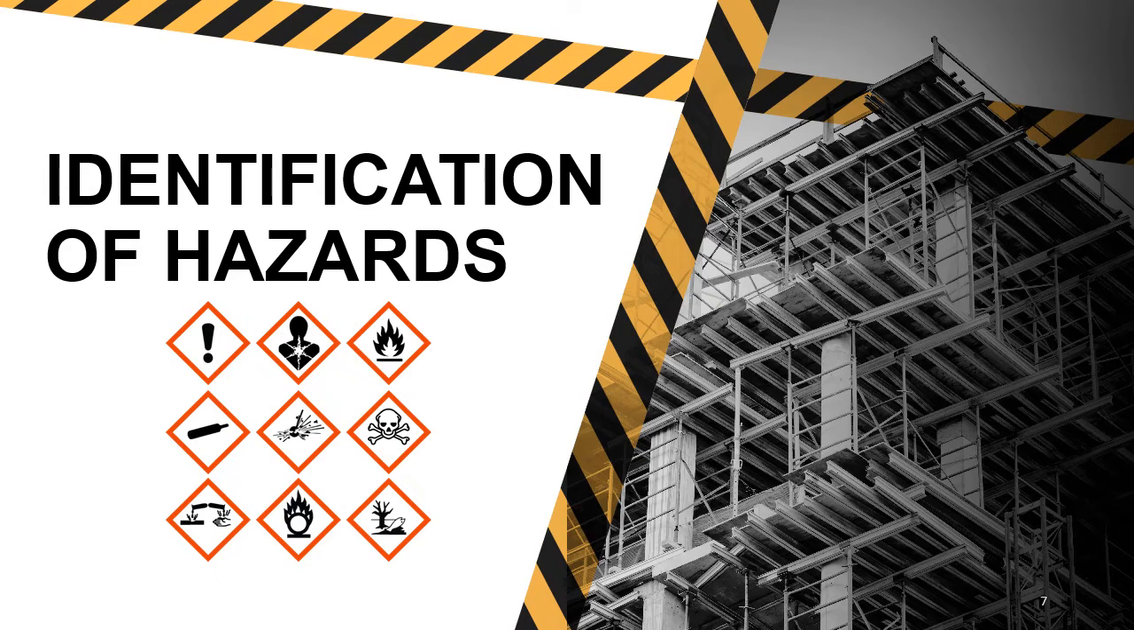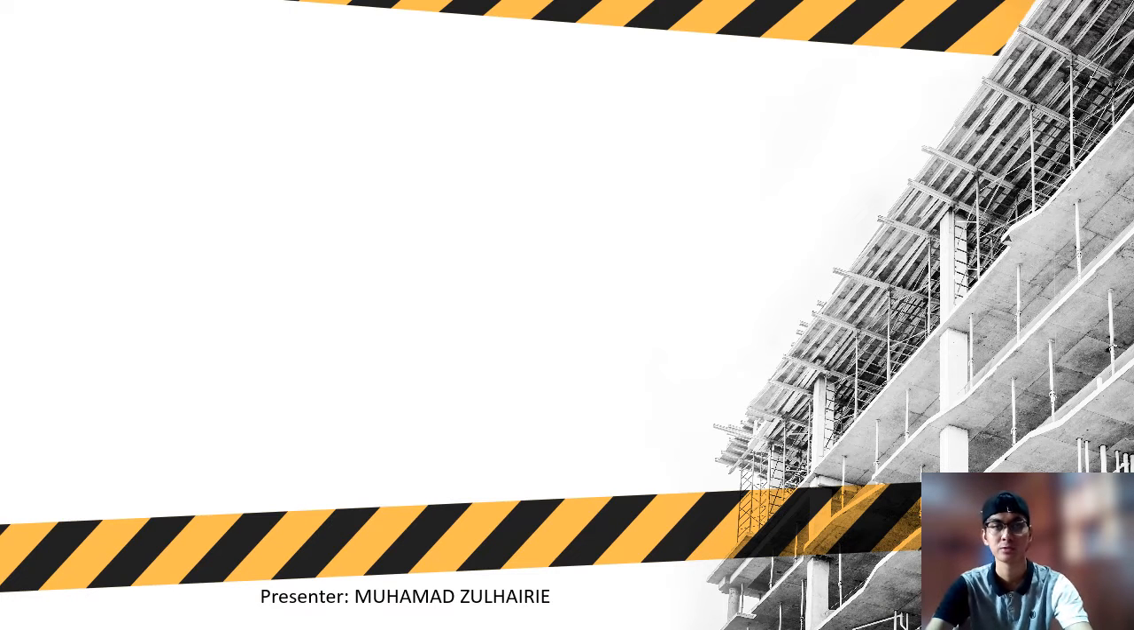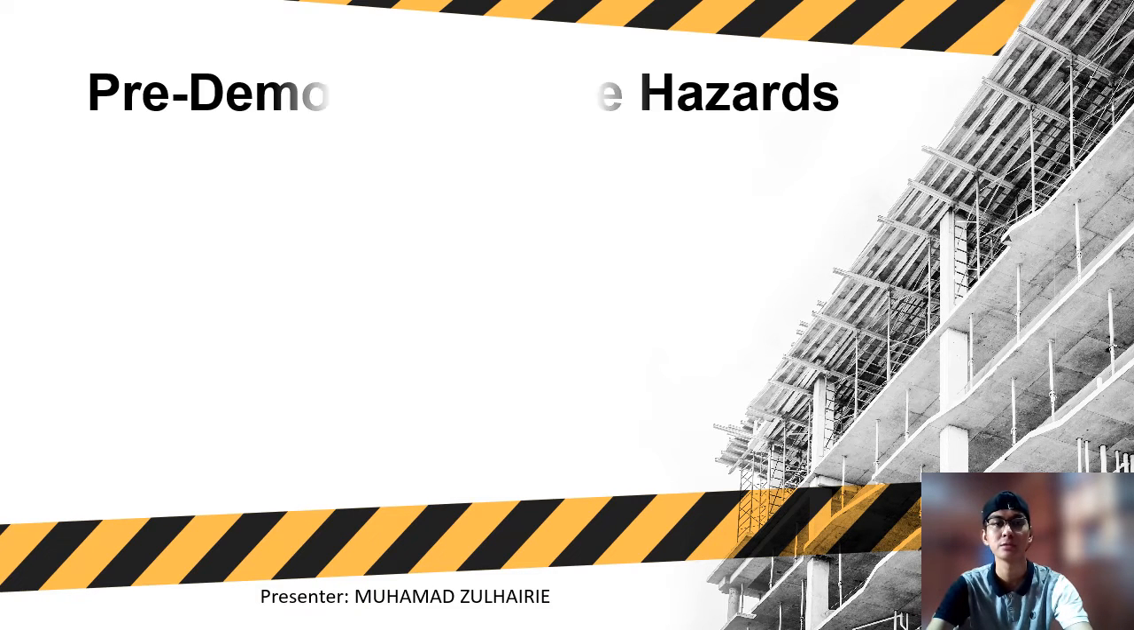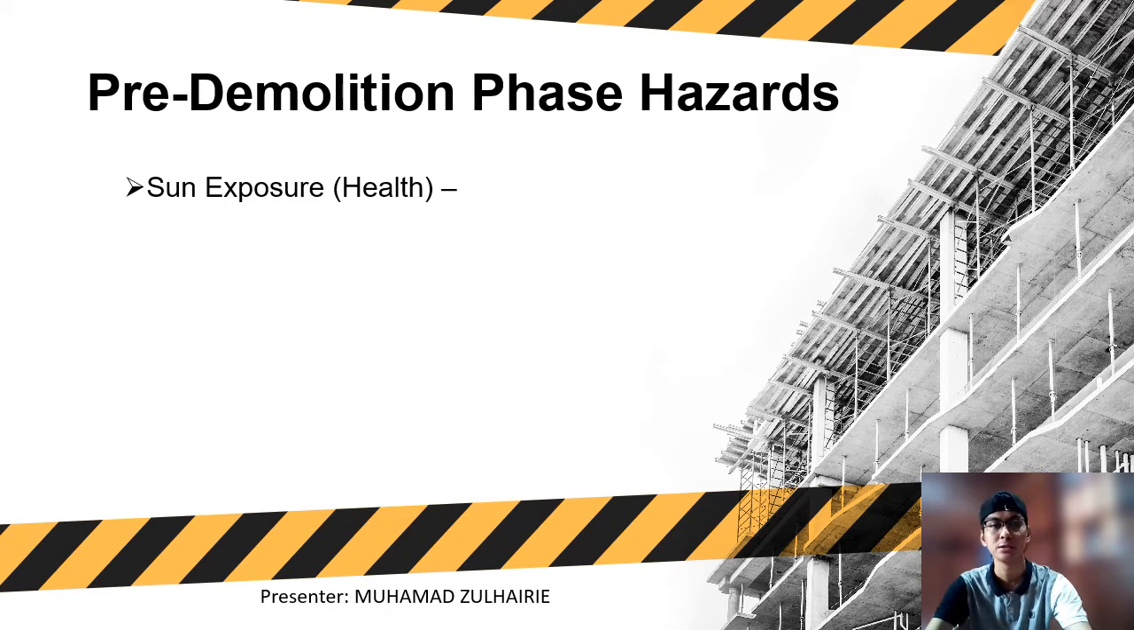Identification of hazards. Hi, my name is Muhammad Zuhairi bin Saiful. I'm going to present the pre-demolition phase hazards. First one is sun exposure. It's for the health of the workers. Since the workers work under the sun for the long term, we don't want them to be exposed to the sun for a very long time without a proper way. We don't want them to get skin cancer, we don't want them to suffer dehydration, and of course we also don't want them to fatigue or collapse while doing the work.